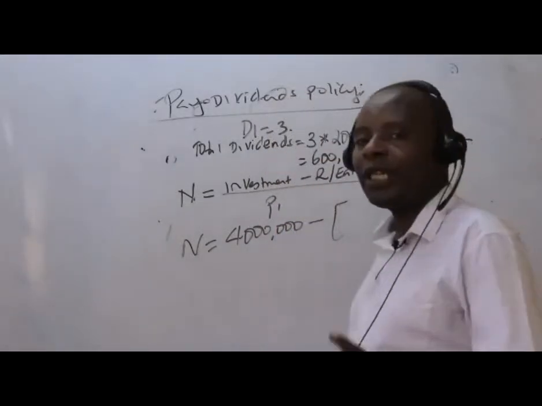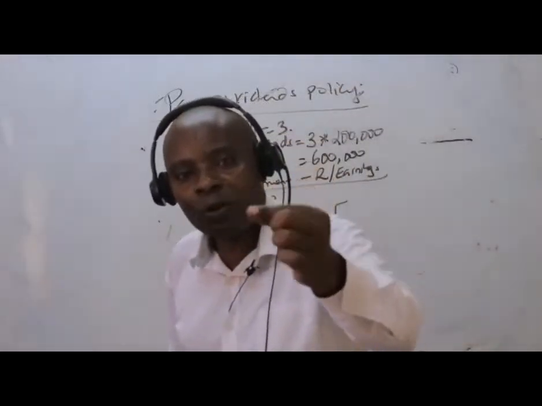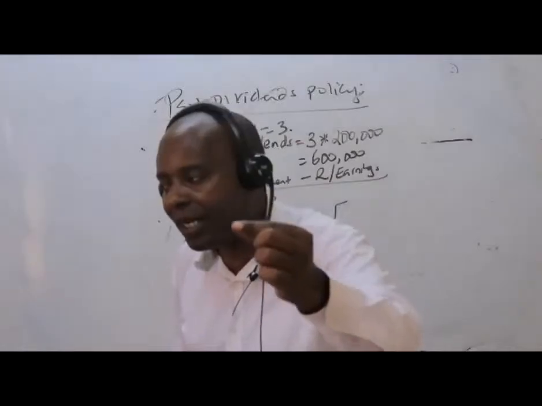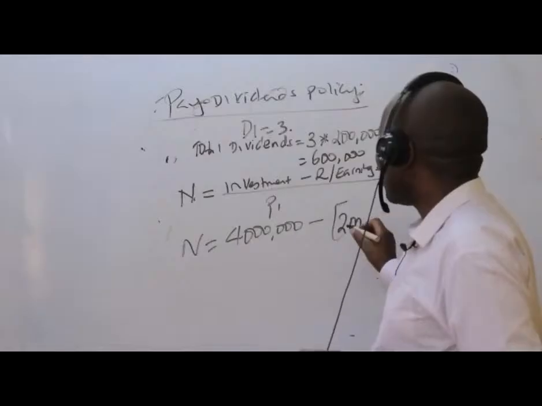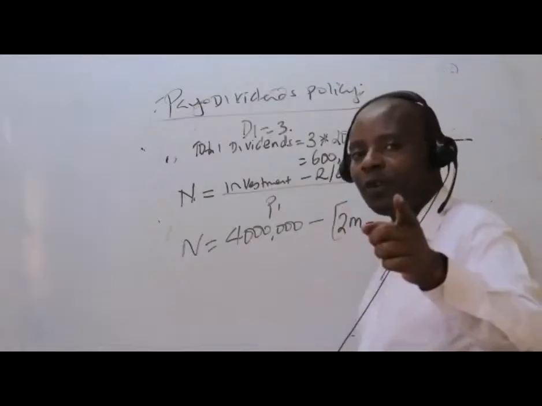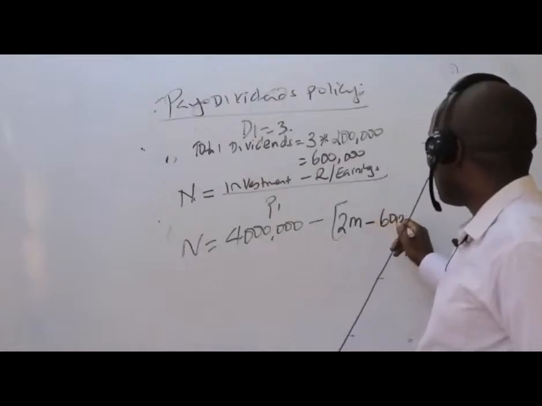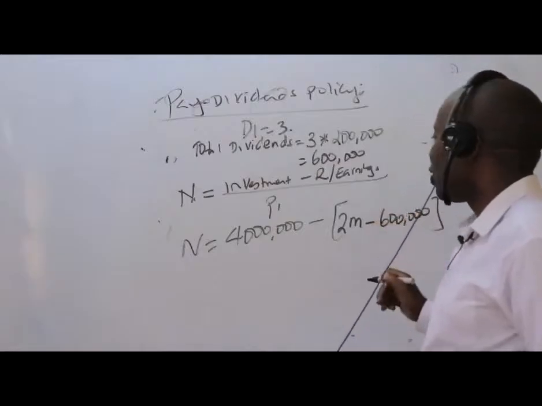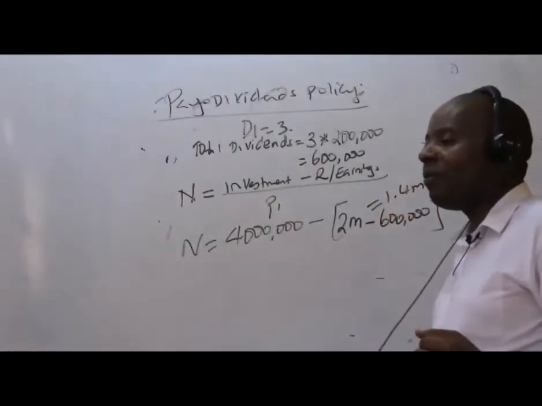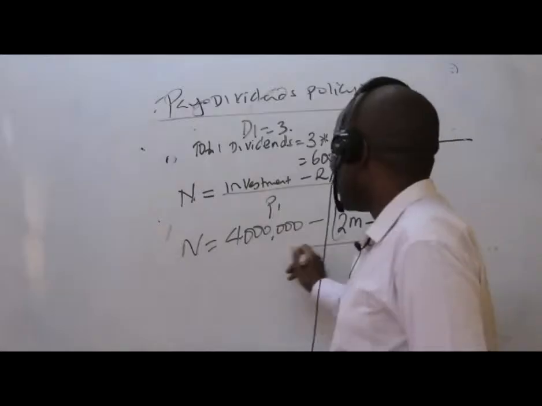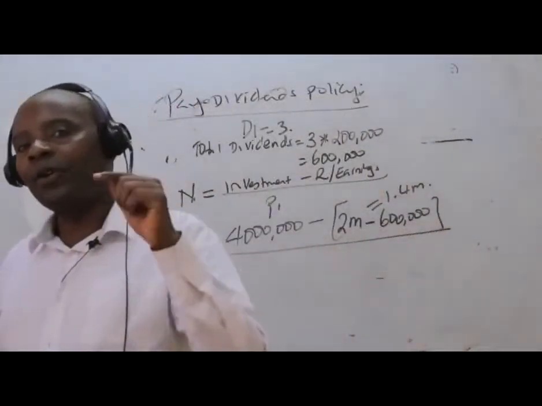How do I get retained earnings? Retained earnings is a function of profit. How much profit was generated by this company? 2 million was generated by this company, minus the 600,000 this company decided to give out. So I can see somebody telling me that the retained earnings are 1.4 million. Come here and divide this by the price at the end of year 1.